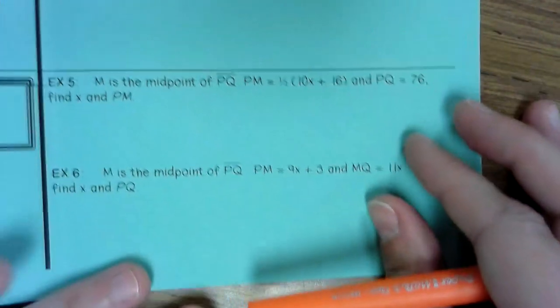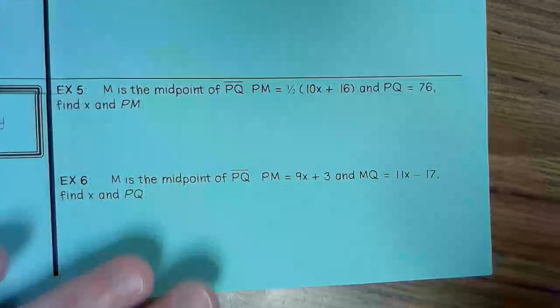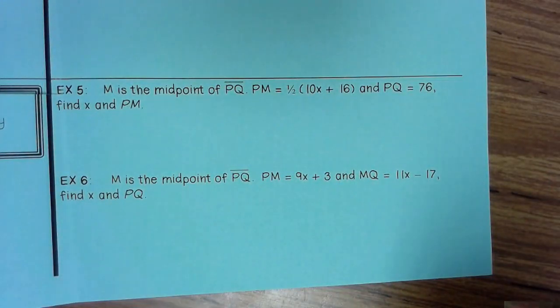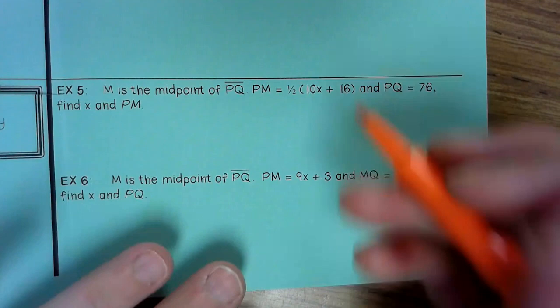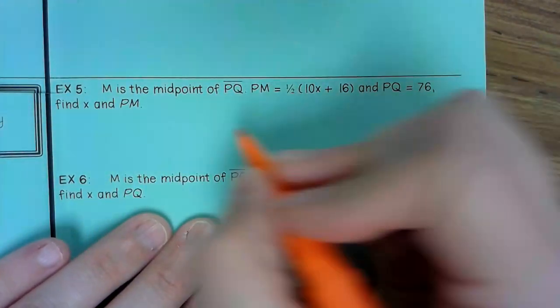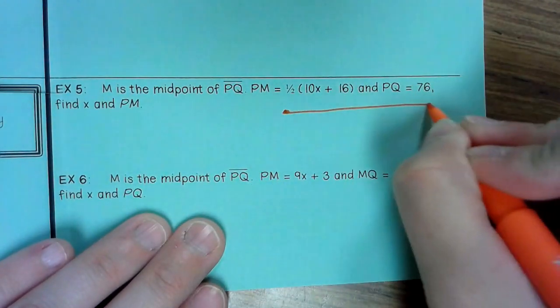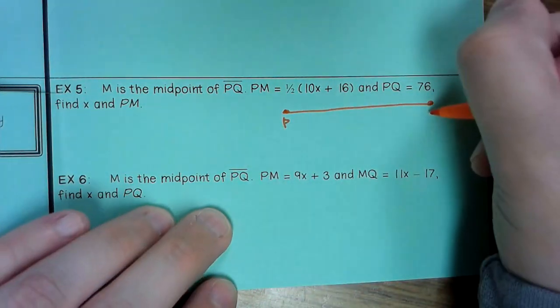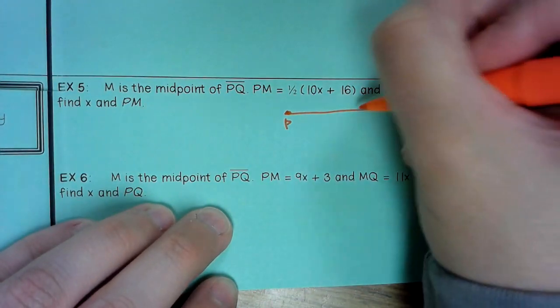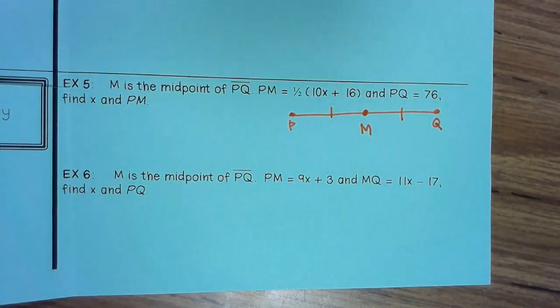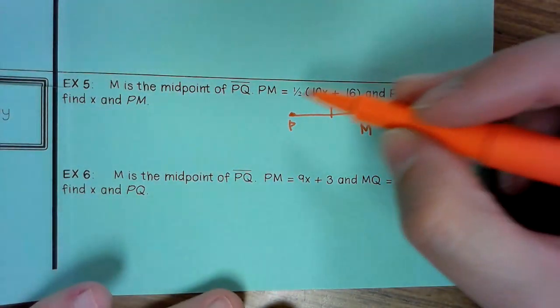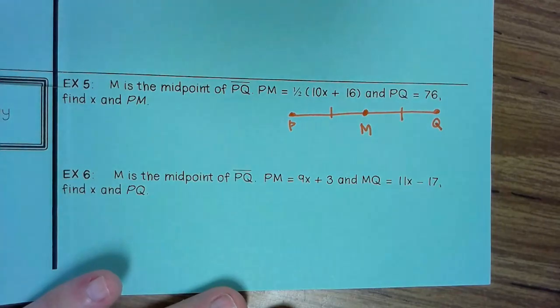All right, let's do this first one since it's got a fraction just to mix things up a little bit. So again, as always, I'm going to start by drawing my picture. So the picture of this one, it says M is the midpoint of PQ. So here's line segment PQ. M is the midpoint. So I'm going to mark that those are the same because M is in the middle. We know that PM is 1/2 times 10x plus 16.